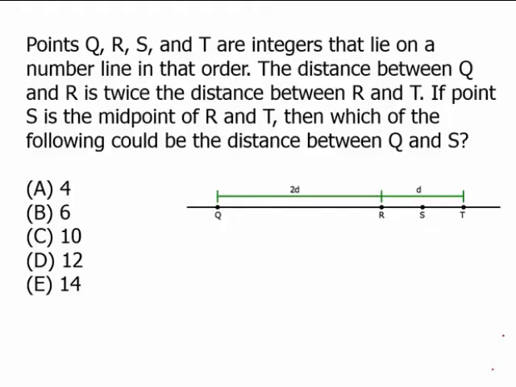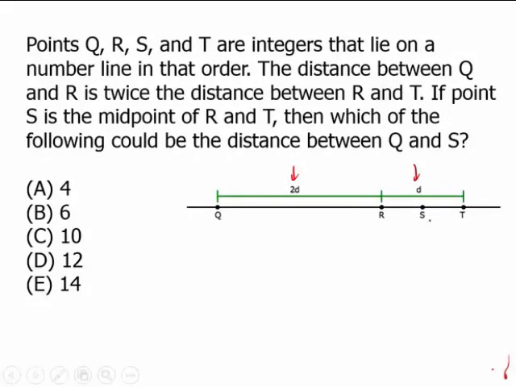Q, R, S, and T are integers on a line. They're on the number line. The distance between Q and R is twice the distance between R and T. So this is 2D, and this is D. And then we're told that S is the midpoint of RT, and then which could be the distance from Q to S.